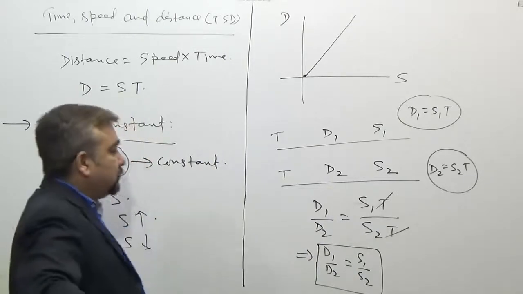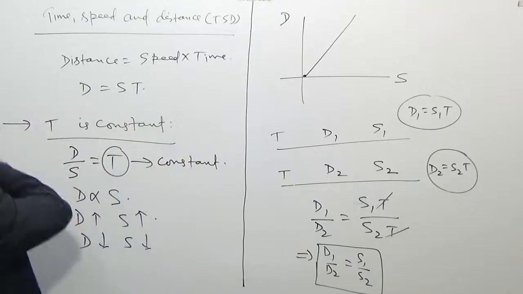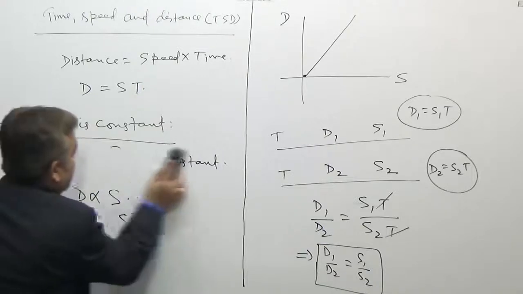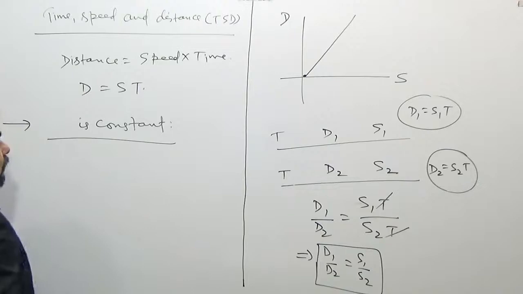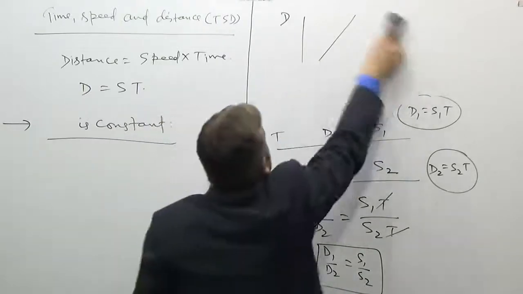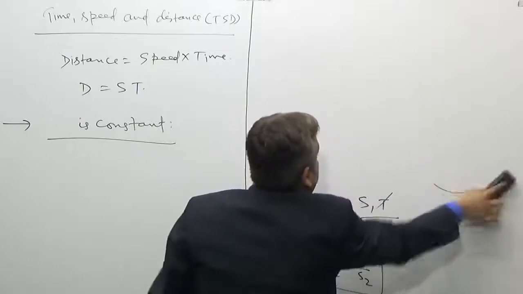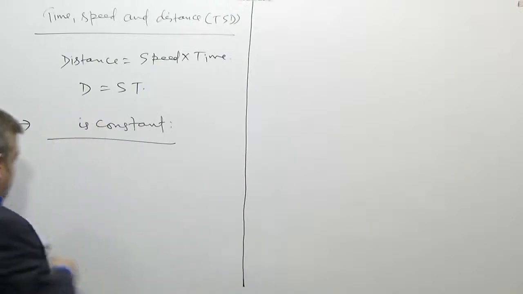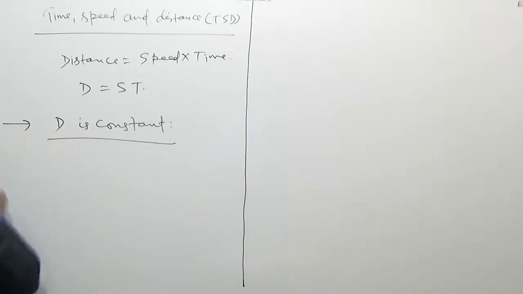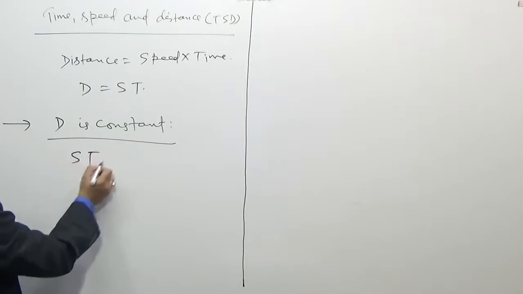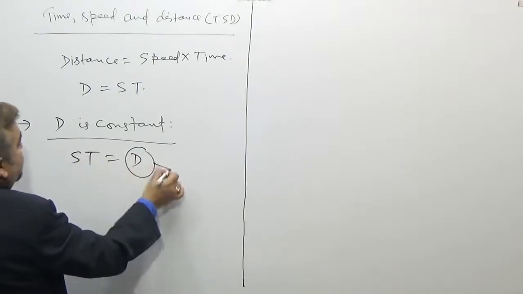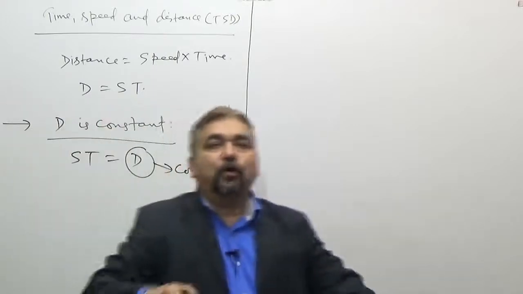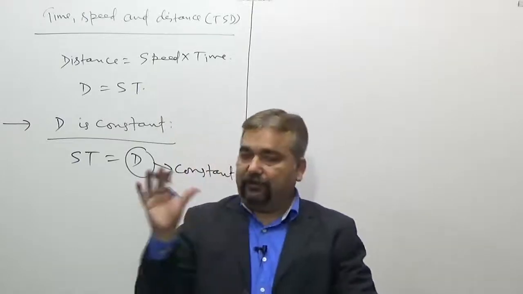Now, the third ratio is related to when distance covered is constant. Distance covered is constant. That is, speed into time, which is distance, is constant. Now see, you have to cover 200 kilometers, that is fixed.